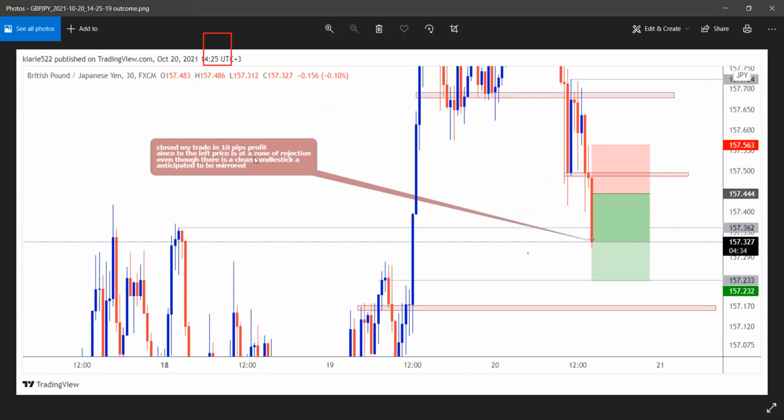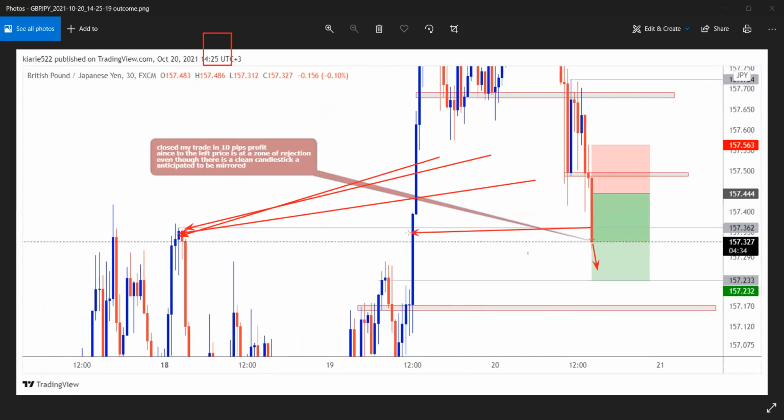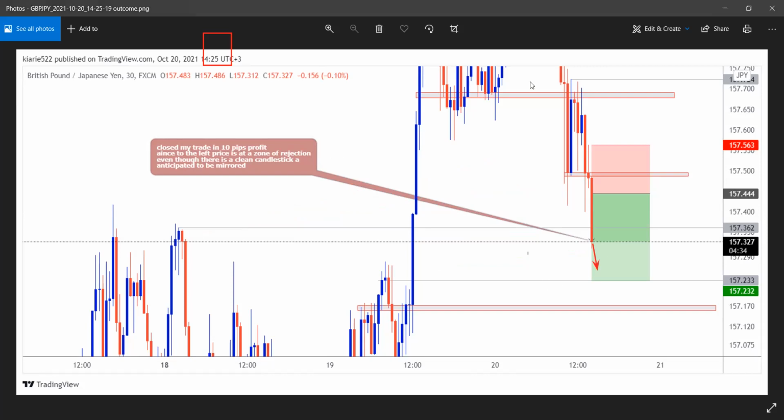Since to the left, price is approaching a rejection, even though there were clean candlesticks that I anticipated to be mirrored. What kept me from waiting for my target to be reached was this resistance to the left. But the other thing which made me take the trade was this candlestick to the left over here. They were clean candlesticks that I anticipated to be mirrored, but that day I closed my position in 10 pips profit.